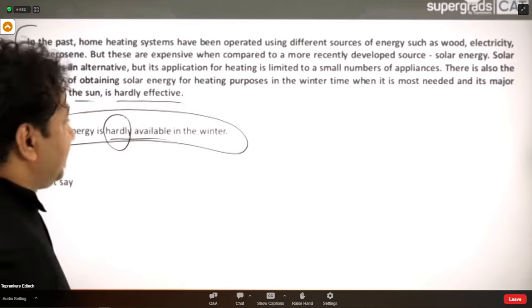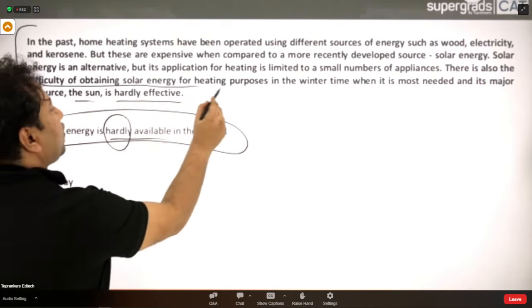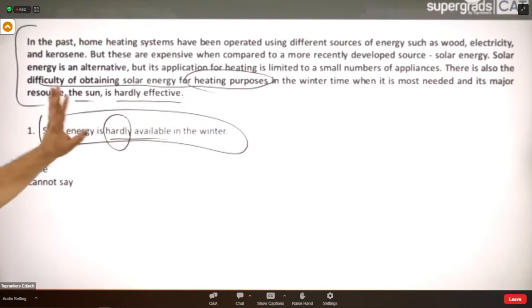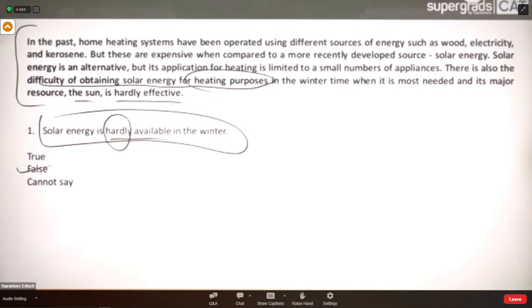Exactly. हाँ ये जरूर बोला गया है difficulty of obtaining solar energy for heating purposes. For a very specific purpose, it is difficult. Okay, so this can also confuse you. So the correct answer is false. This thing is false according to the passage. Clear, everyone? I hope it's clear.